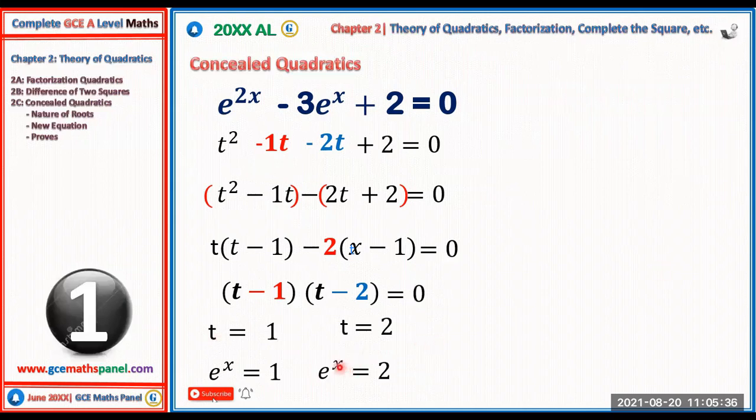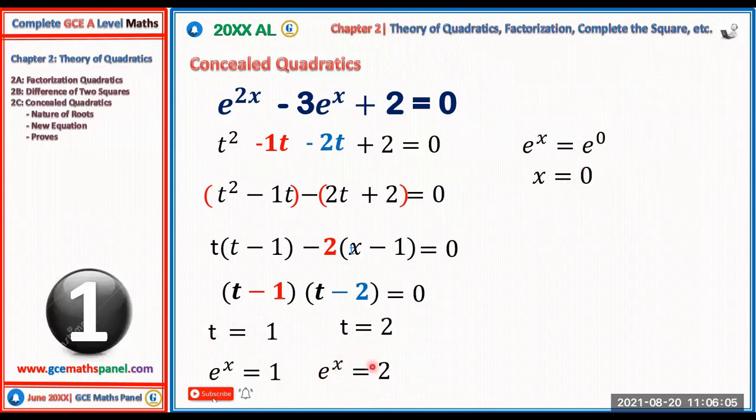Now, this first one, we can solve using indices as we solved in the first lessons in chapter 1. And we know that 1 is the same as e to the power 0. Replace this 1 with e to the power 0, and we have e to the power x equal to e to the power 0. And now that we have made the bases the same, the powers will equally be the same. So our x is equal to 0.